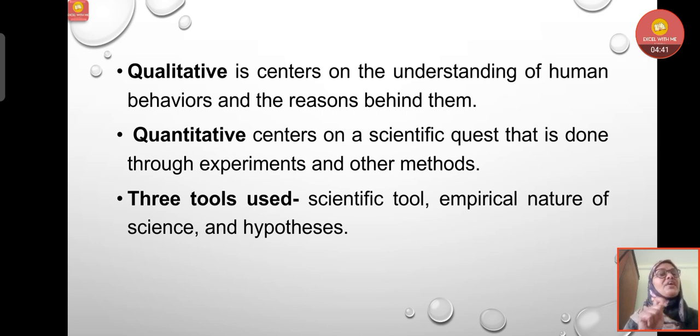Quantitative centers on a scientific quest that is done through experiments and other methods. Obviously, we need some queries for which we should find solutions with some facts and evidence along with the tools. So, 3 tools are used here: scientific tool, empirical nature of science, and hypothesis. These are the 3 tools used here.